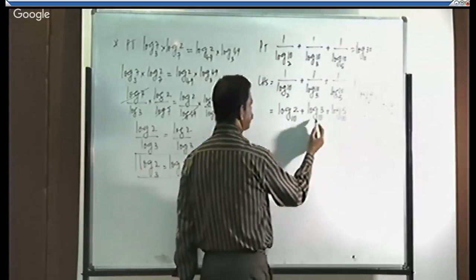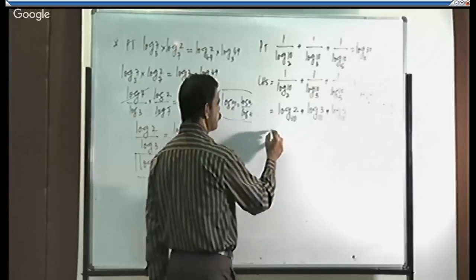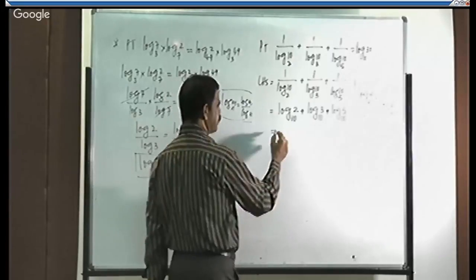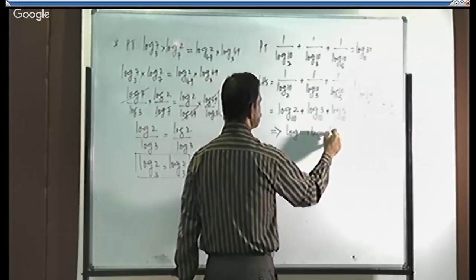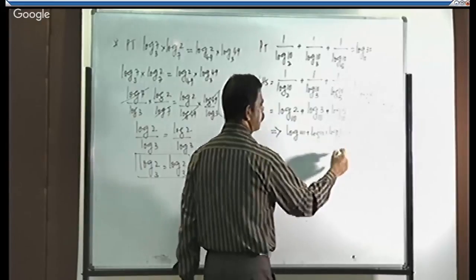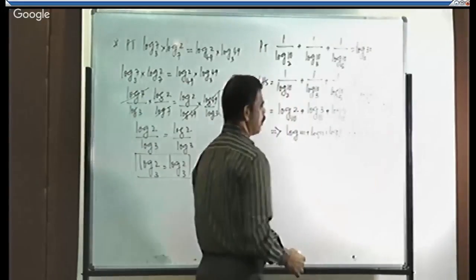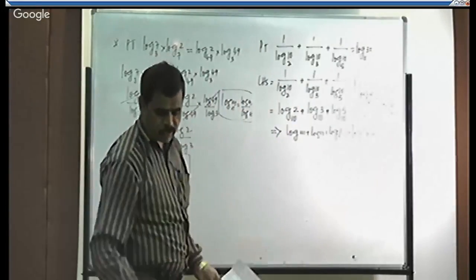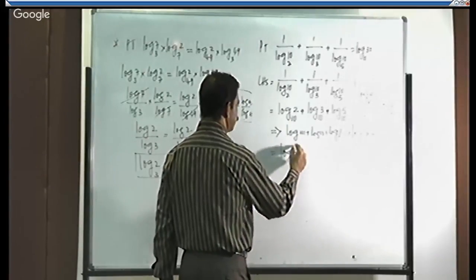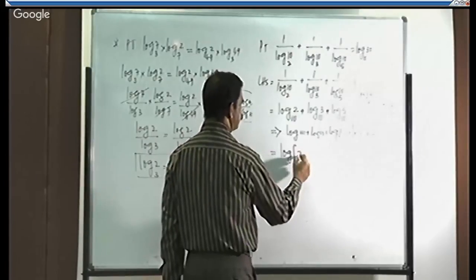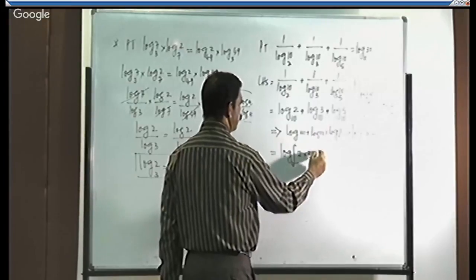So when we have a common base with a positive sign between any number of terms, then we can use the first law. What the first law says: log m plus log n plus log p is equal to log of m into n into p. So it can be extended for any number of terms. So according to that, this becomes log of 2 into 3 into 5 with base 10.